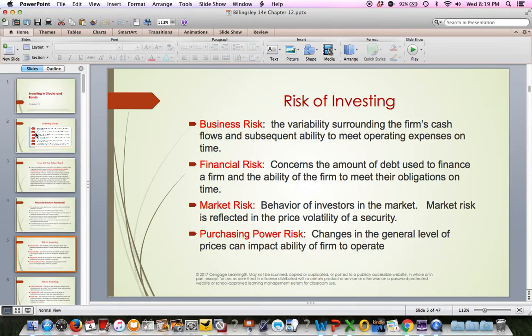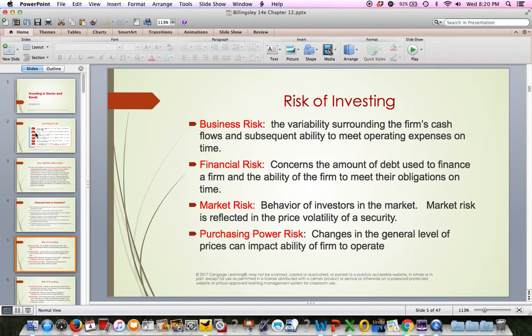Financial risk is about debt. How much debt does a company use to finance activities, and can it pay that debt back on time? So just think about the financial statements of a business itself. Market risk is the behavior of investors in the market, how investors react to economic news and market forces that will affect how much they're willing to pay for a security, and stock prices will go up and down.